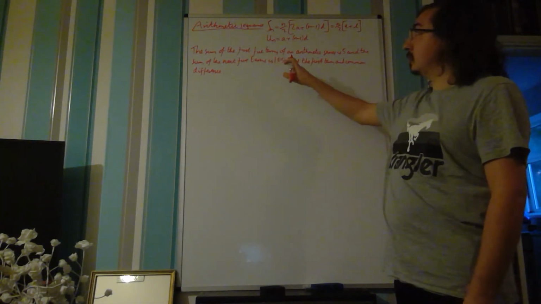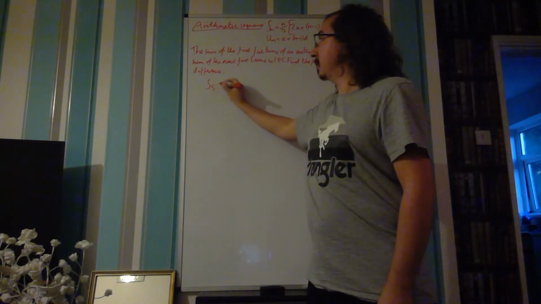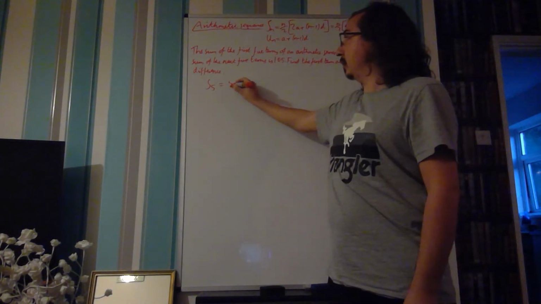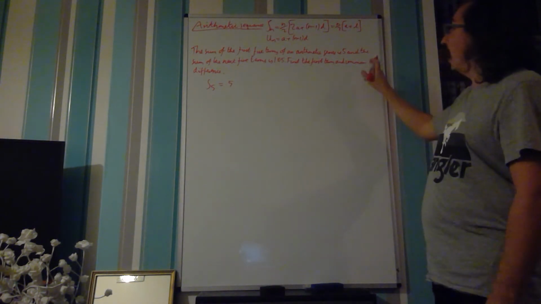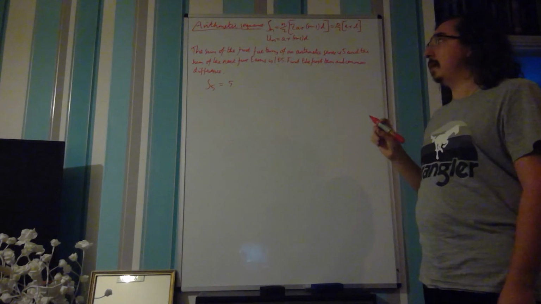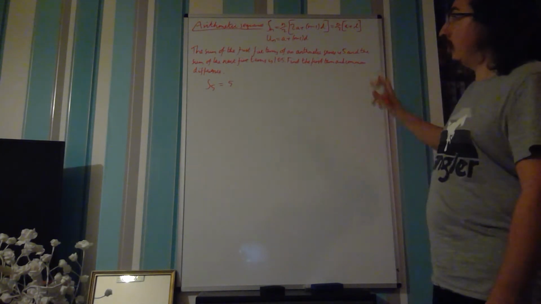To start with, the sum of the first 5 terms. So our sum of the first 5 terms is equal to 5. That will be important, we'll be using that shortly. And we're also told that the sum of the next 5 terms is 105. Well, what does this mean?